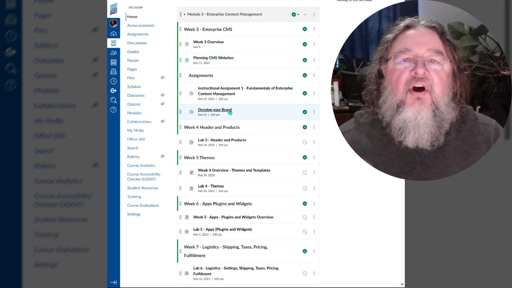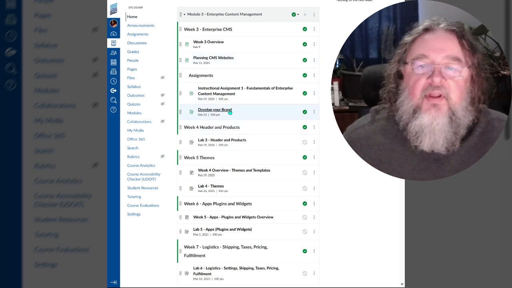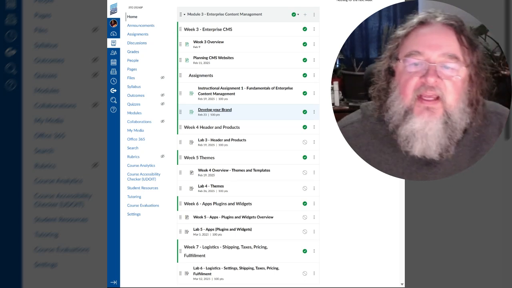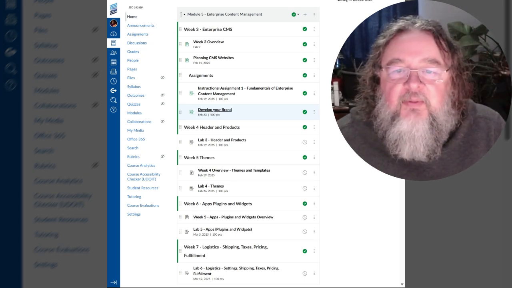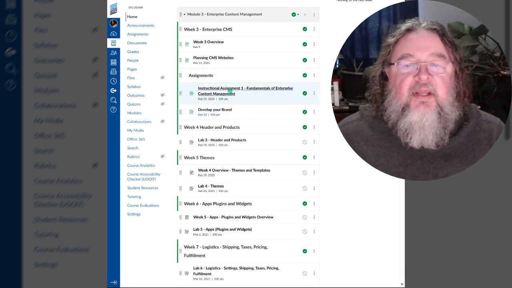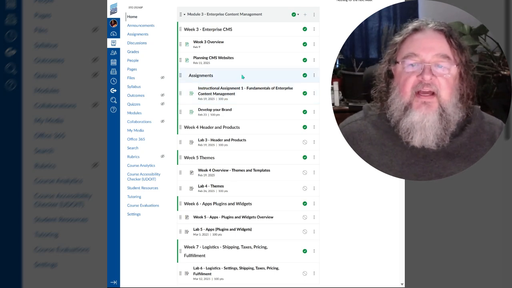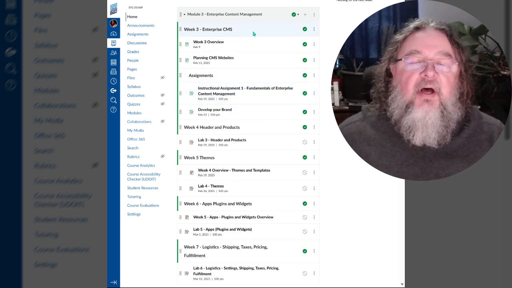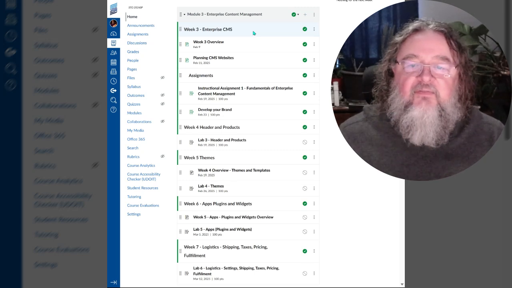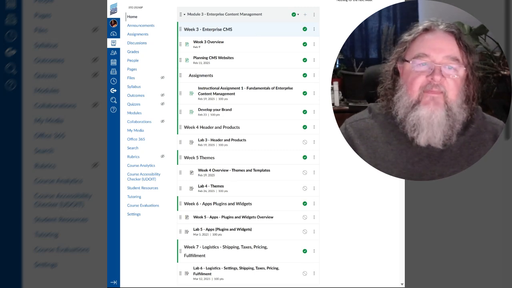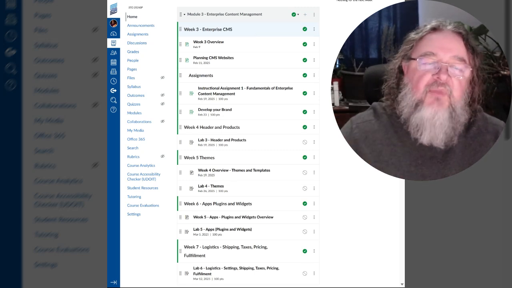You've already started on that. That's one of the things that you'll be doing this week, starting to work on the documentation for that. We're going to be doing the fundamentals of enterprise content management this week. Now, you'll notice that we don't have a lab this week. We don't have labs every week, and that gives a sort of ebb and flow.